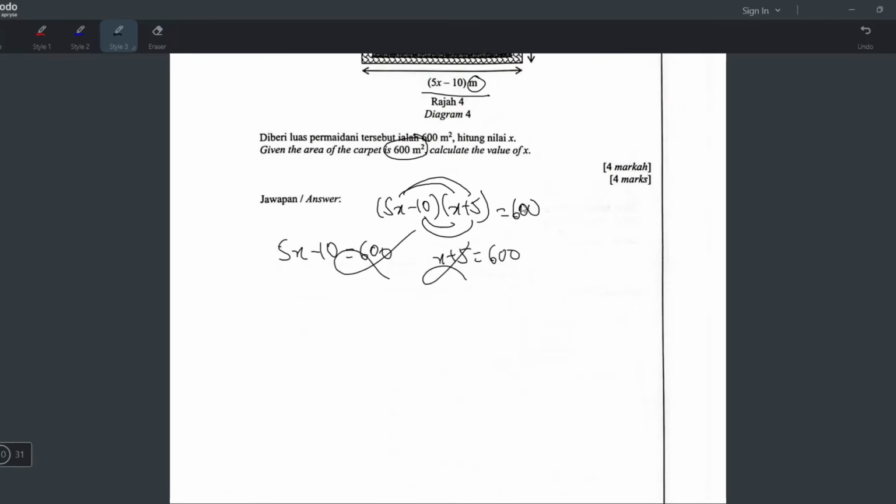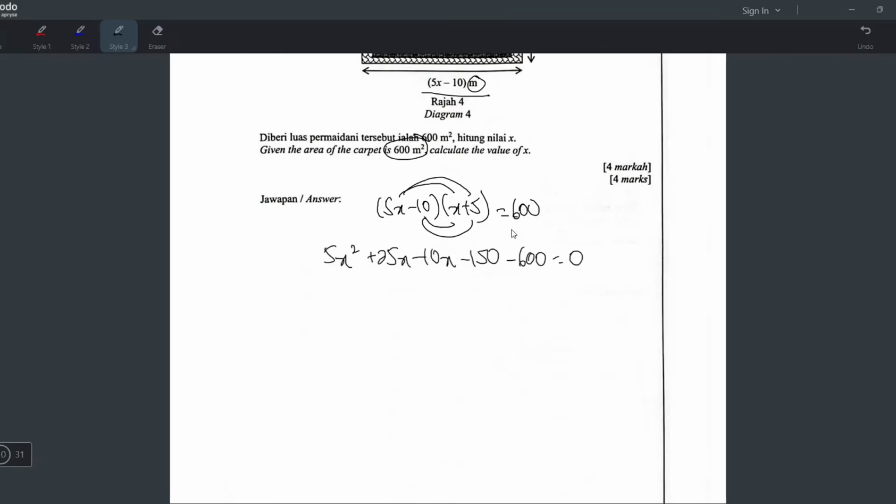Yeah, if this one is 0, you can straight away take 5x minus 10 equals 0, x plus 5 equals 0. But it's not 0 now. It's 600. So the only way to do it is to expand. 5x times x, 5x squared, 5x times 5, 25x, negative 10 times x, negative 10x, negative 10 times 5, negative 50. And the 600, you kena pindah sini, jadi minus 600 equals 0.